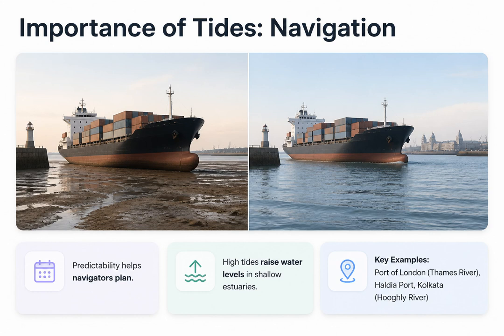Many major harbors are located within river estuaries that have shallow sandbars at their entrances. During low tide, large ships simply cannot pass through. But during high tide, the water level rises significantly, allowing deep draft ocean-going vessels to enter safely.